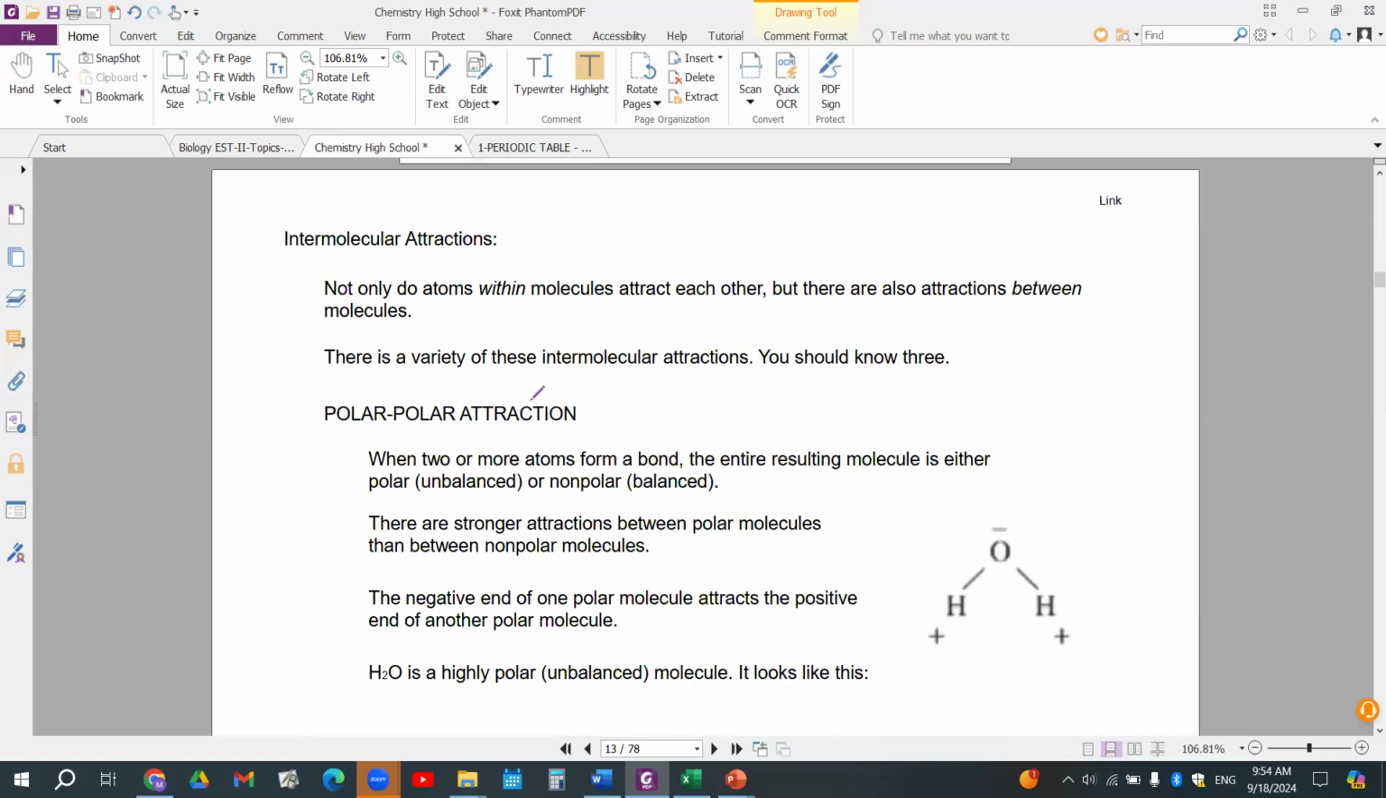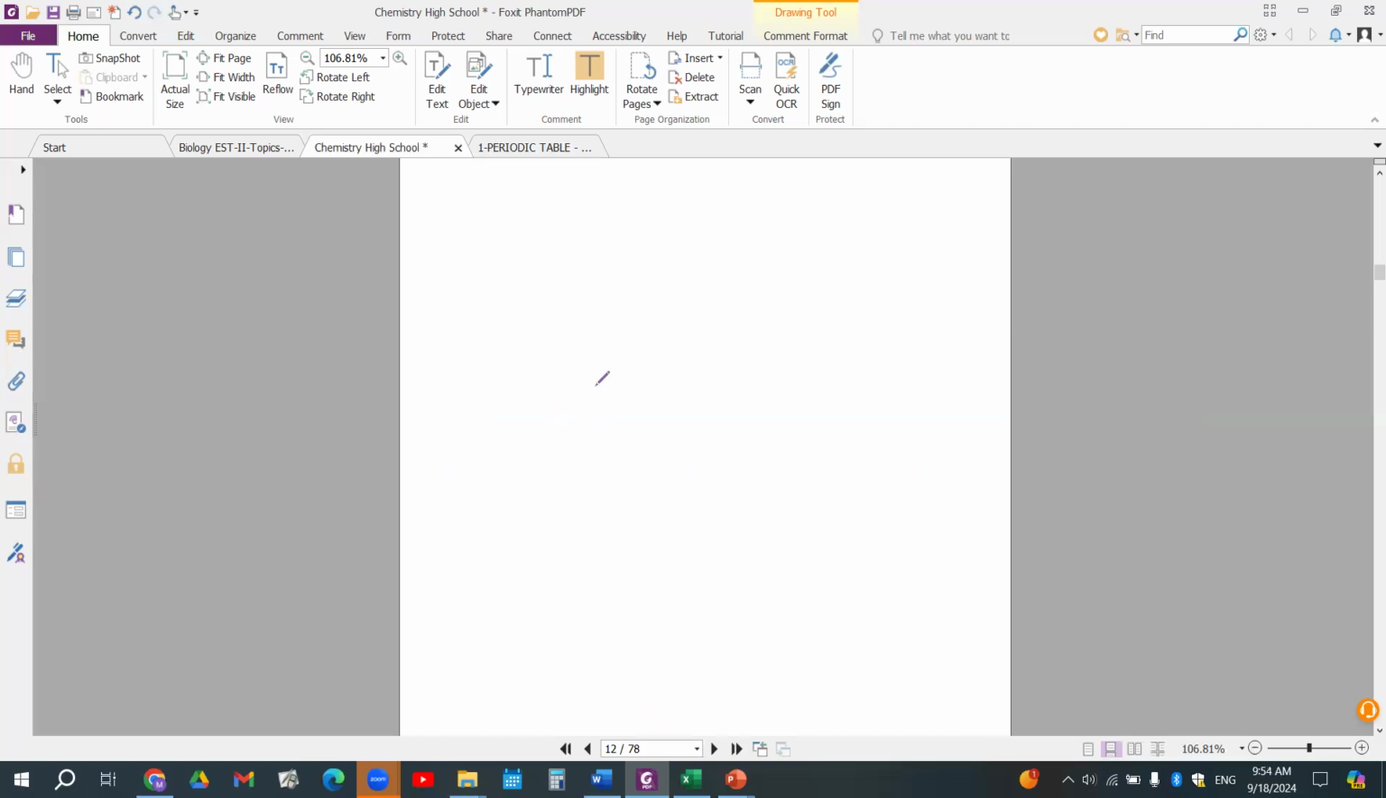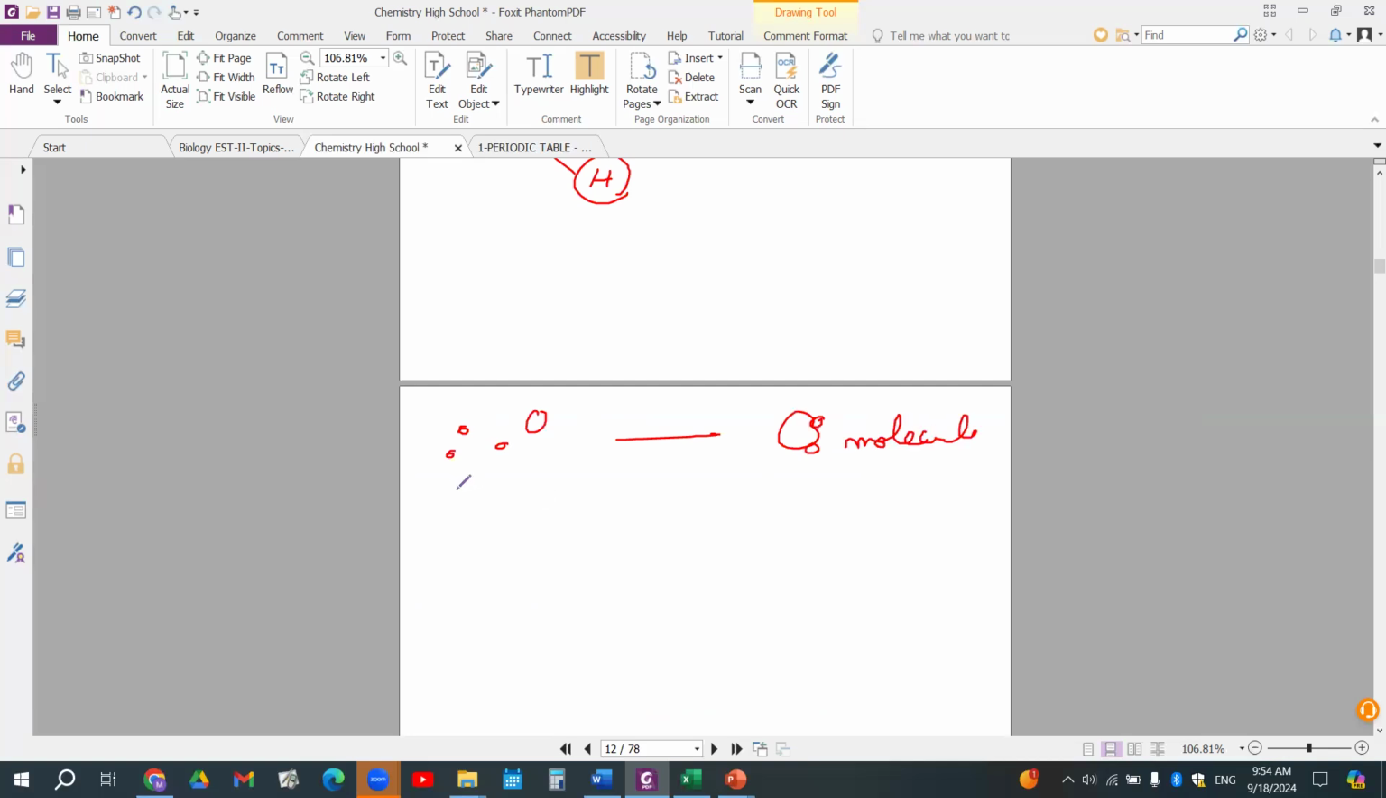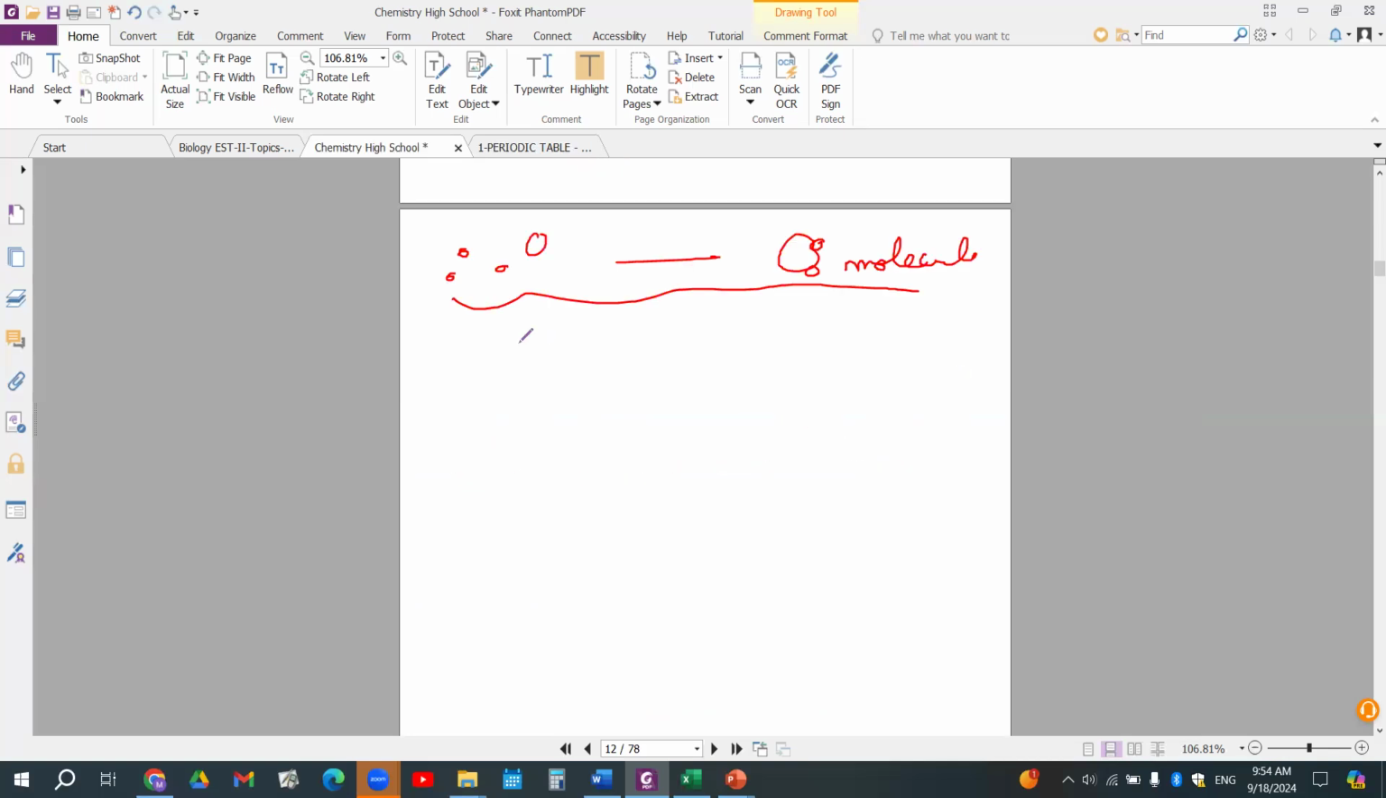Intermolecular attraction. You know the difference between atoms and molecules. This is a molecule. Why is solid a solid? Why is liquid a liquid? Why is gas a gas? Molecules of solids are regularly arranged and fixed in their place. Okay, solid.